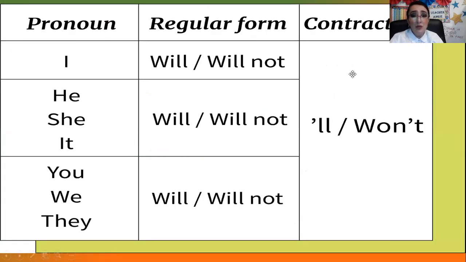Now, remember what we are going to be having. I will or I will not, and will not is going to be won't, or I'll, he'll, she'll, you'll. My friends, could that be possible? Yes, it is more common with the pronouns, I'll, he'll, she'll, you'll, they'll, or they will, we will. But if you have a name here and you want to use a contraction, well, that is not a big deal. There is not a big problem.